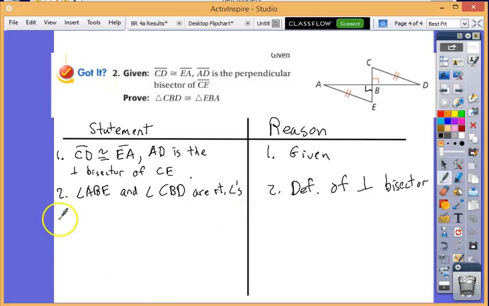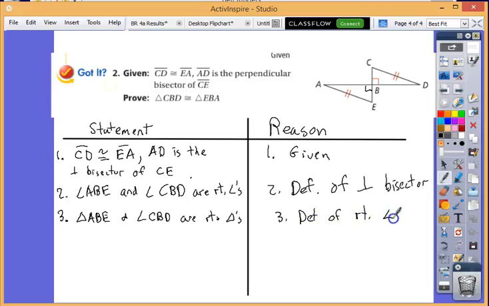So now that I know the 2 angles are right angles, I can say that the 2 triangles, triangle ABE and triangle CBD, are right triangles. And that's definition of right triangle. So already I picked up 2 note cards that I might need to make that I don't already have.